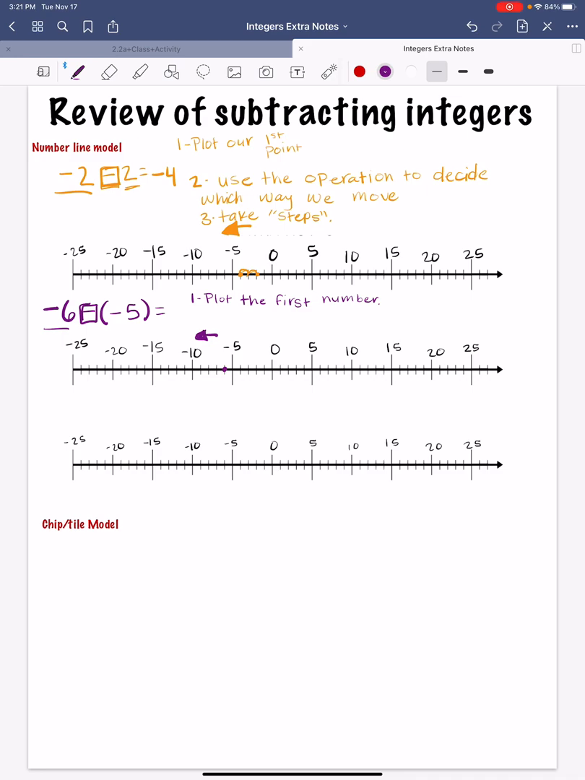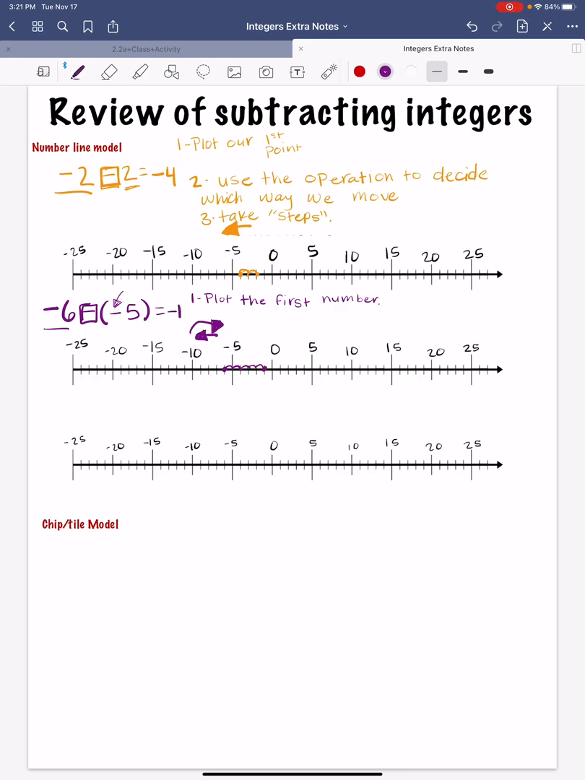But then you guys see that there's this other sign right here. And that sign tells us, hey, you know what? You got to turn around again. So instead of going negative, we're going to turn back around to go positive, and then we're going to take 5 steps. 1, 2, 3, 4, 5. And that put us at -1.